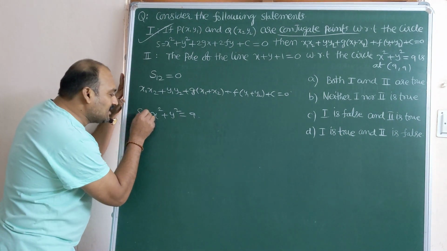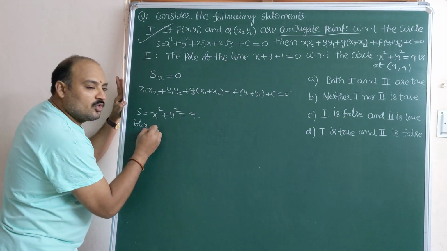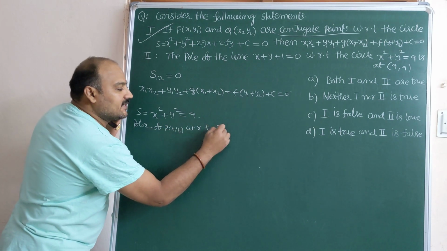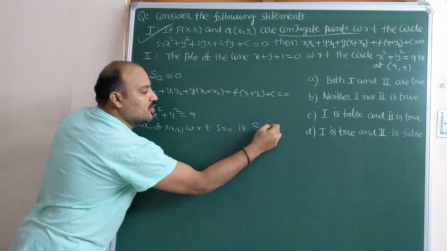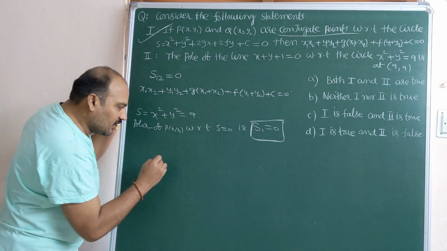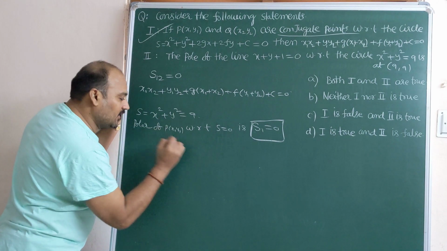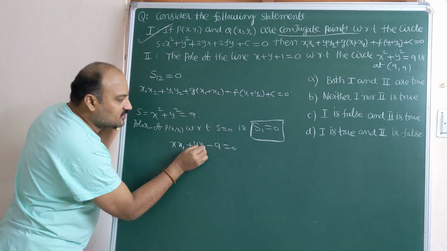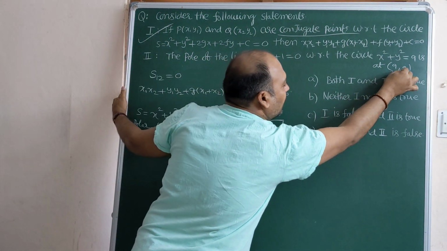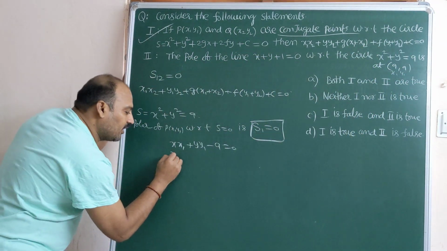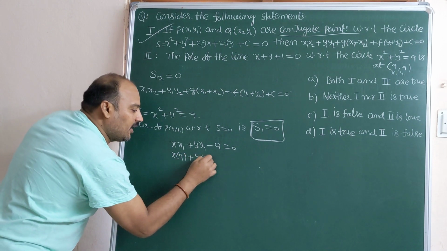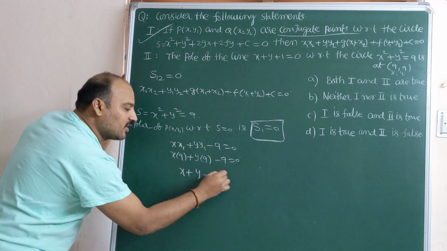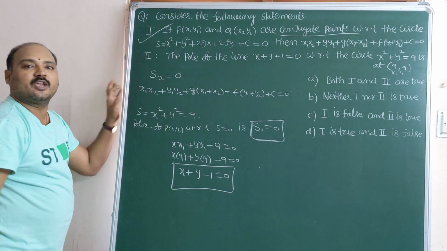So for this circle S equal to 0, what is the polar? Polar of P(x1, y1) with respect to S equal to 0 is S1 equal to 0, dear students. What is S1? x1 according to this circle plus y1 minus 9 equal to 0. In place of x1, y1, substitute the point 9 comma 9. So x into 9 plus y into 9 minus 9 equal to 0. Dividing by 9, x plus y minus 1 equal to 0. This is called the equation of the polar.